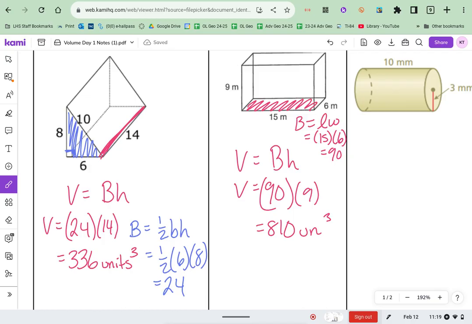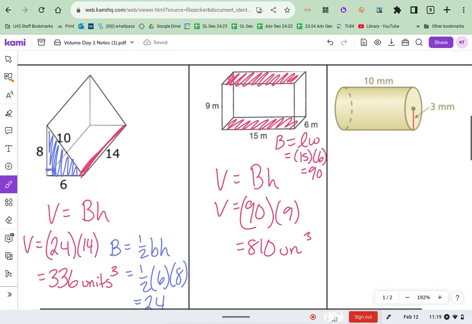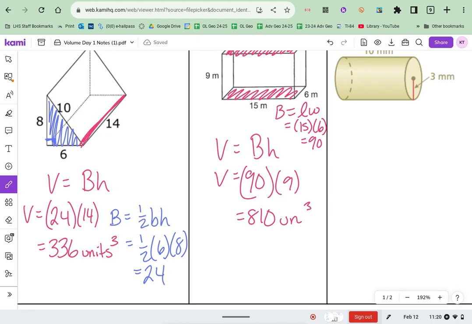All right, so for this one, your base shape was a rectangle. So I let the bottom be the rectangle that's going to be my base. So 15 times 6, because for area of a rectangle, we just do length times width. So that's 90 times the distance between the bases that I chose. The distance between those two bases is 9, so I get 810 units cubed. You guys okay on that one?